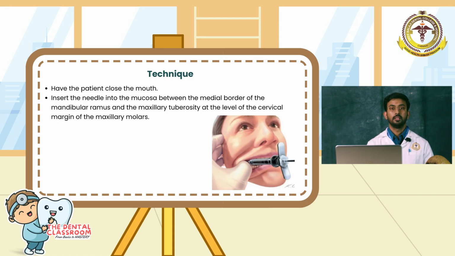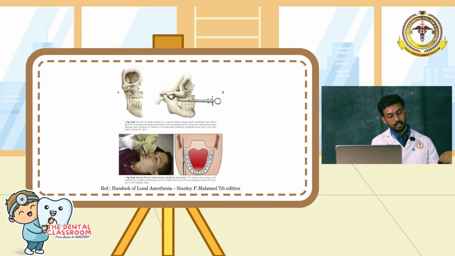Coming to the technique, the landmarks include the mucogingival junction of the mandibular second and third molar, the maxillary tuberosity and the medial aspect of the ramus, and the target area is the medial aspect of the ramus. In this technique we ask the patient to close the mouth and insert the needle into the mucosa between the medial border of the ramus and the maxillary tuberosity at the level of the cervical margin of the maxillary molars. So, with the patient's mouth closed, we keep the syringe medial to the ramus of the mandible at the level of the cervical margins of the maxillary second and third molar near the tuberosity level.